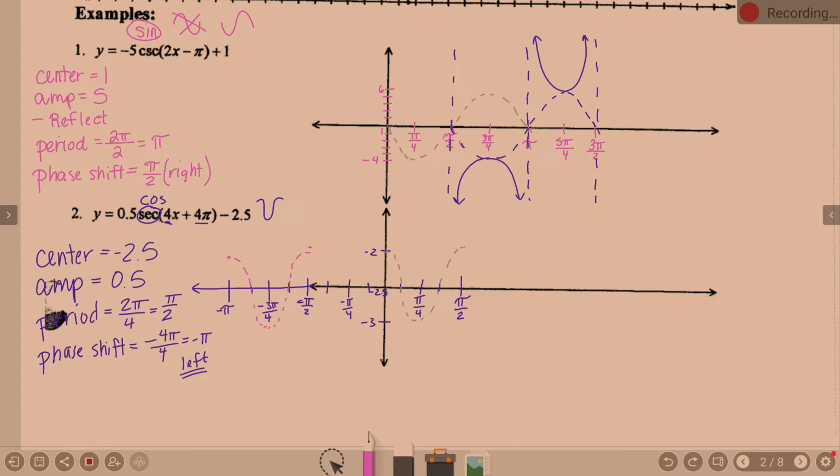Now what? Asymptotes. Where are the asymptotes? Pi and negative pi. Okay. So there's one right here in between negative pi and negative 3 pi over 4. And there's one between negative 3 pi over 4 and negative pi over 2. A typical secant graph based off of cosine only has to have those two asymptotes. And now we need to draw our parabolas.